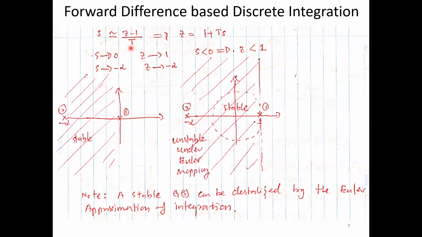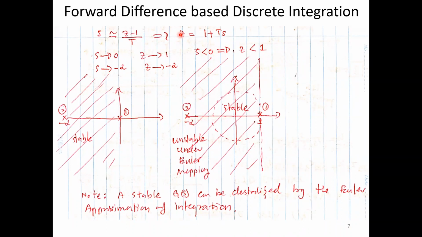Now, if you look at this signal conversion, s is approximately equal to z minus 1 over T. You flip the sides to get 1 over s on the left-hand side. And this is the approximate expression in the z domain. And if you want to get z out of that, it is 1 plus Ts on the right-hand side. So if you use the forward difference integration, this is the relationship between z and s.